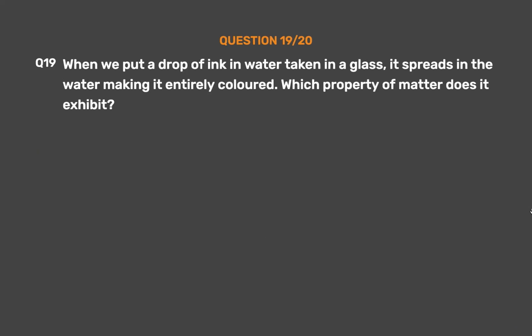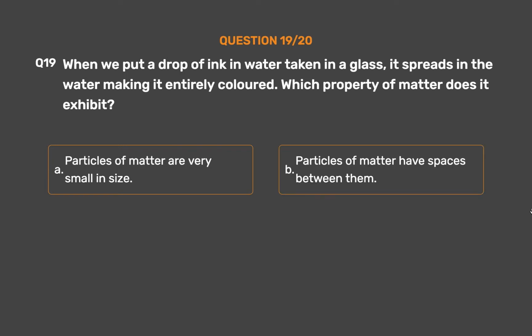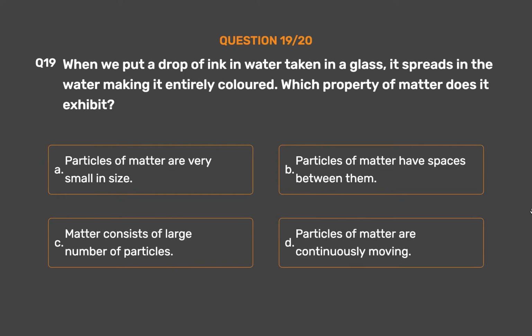Question number 19. When we put a drop of ink in water taken in a glass, it spreads in the water making it entirely colored. Which property of matter does it exhibit? Option A. Particles of matter are very small in size. Option B. Particles of matter have spaces between them. Option C. Matter consists of large number of particles. Option D. Particles of matter are continuously moving.